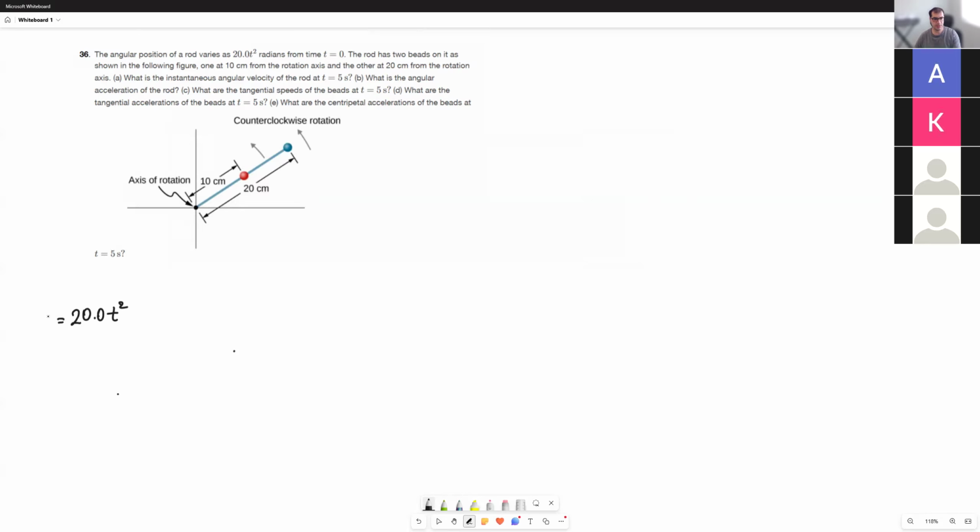So that is theta. Theta equals 20.0 t squared radians from t equals 0. The rod has two beads on it as shown in the following figure. One at 10 centimeters, the red bead, and the other one at 20 centimeters, the blue bead. What is the instantaneous angular velocity of the rod at t equals 5 seconds?